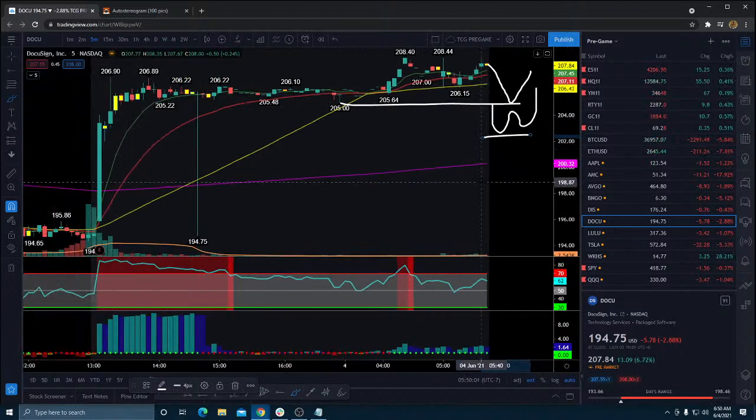But Docu and Apple to the long side, those are my two long king of the mountain trades for today. And the shorts are bingo and Disney.